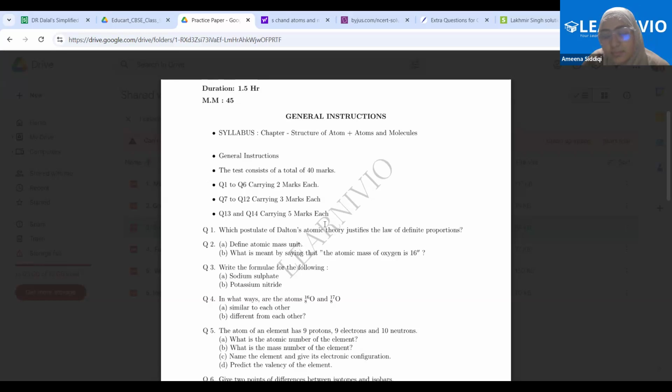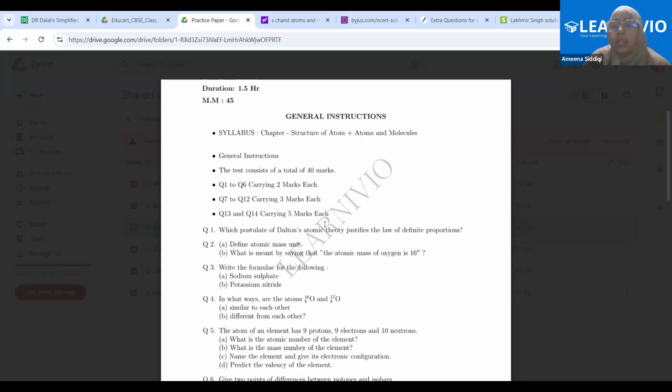Ma'am, when we combine two elements, we always get the same product and the properties. Like we get them in the same ratio. Yeah, see, yeah.